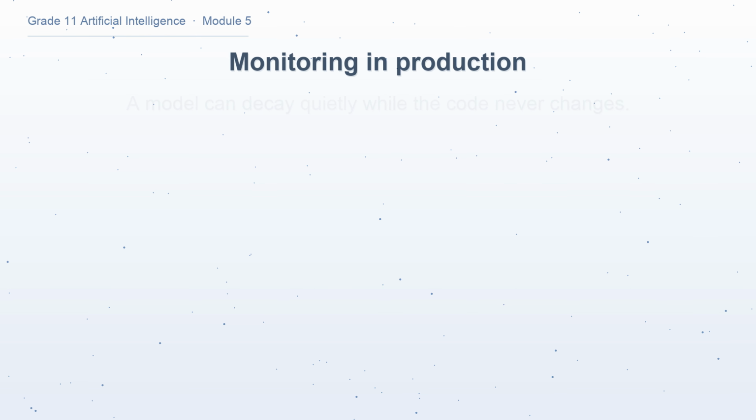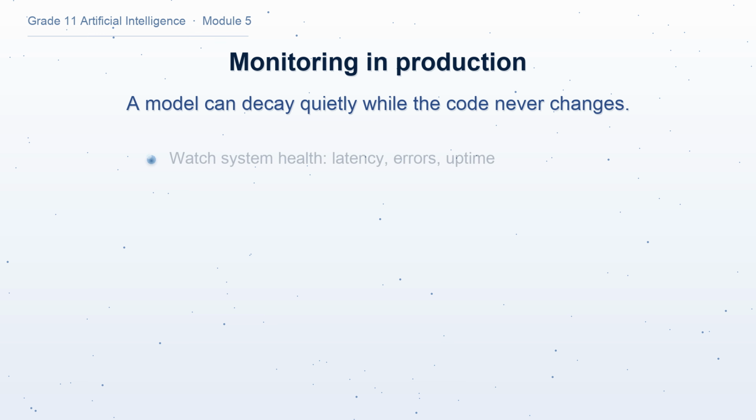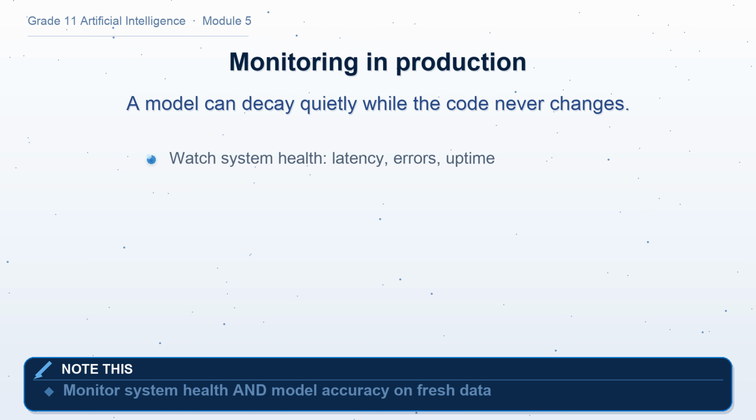We monitor two things. First, system health, how fast it responds, how often it errors, and whether it stays up. Second, model quality. Is it still accurate when we check it against fresh labeled data?